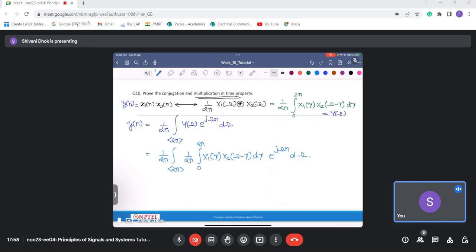Now I'll change the order of integration. I'll change this order of integration as 1 over 2 pi integral from 0 to 2 pi x1 of gamma into 1 over 2 pi integral over a range of 2 pi x2 of omega minus gamma e power j omega n d omega d gamma. So this is what I am having right now.